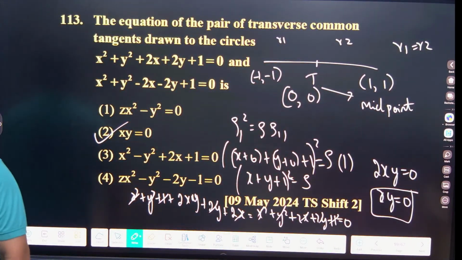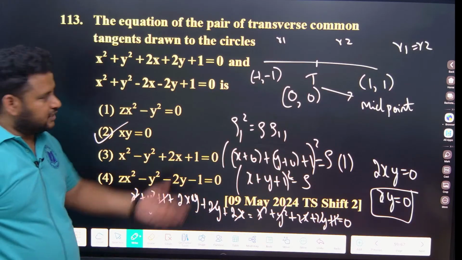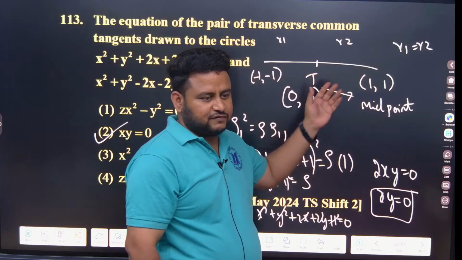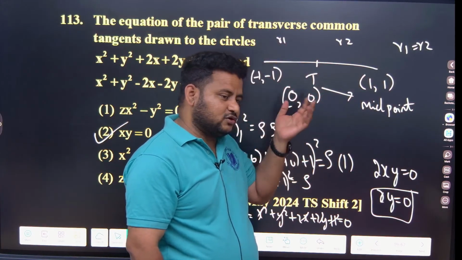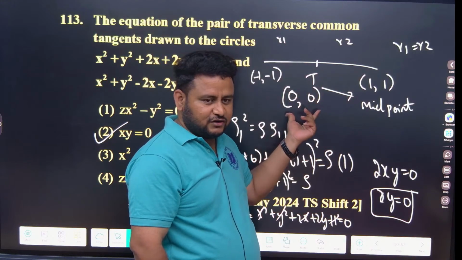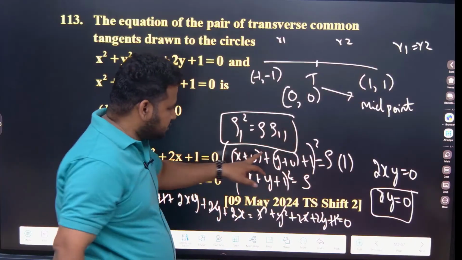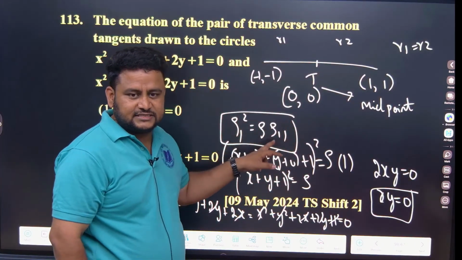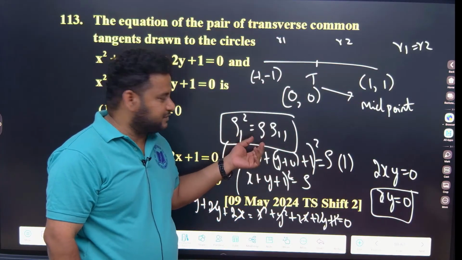Got it. See, that's what we have done in the concept. Based on that only the question is coming. So for transverse, what you have to do? R1 is to R2. For that, first find the center, then find R1, R2. Fast you have to do. So R1 is equal to R2 you got, means T is the midpoint. Find out the value of T. Then use this, very important, S1 squared. It is not just S1. S1 squared is equal to S into S11. Be it transverse common tangent or direct common tangent, if they ask the equation, use this equation.